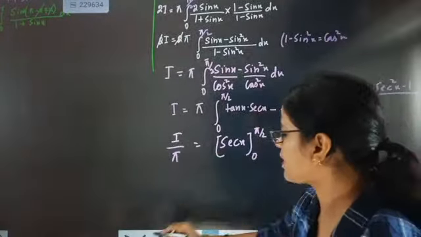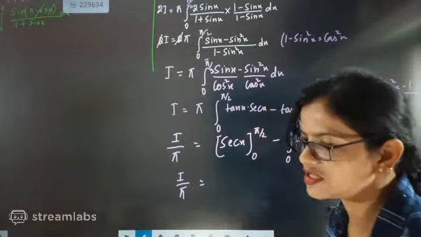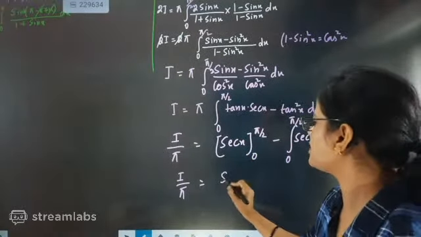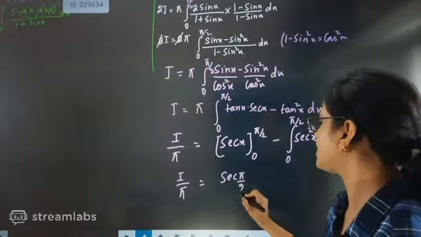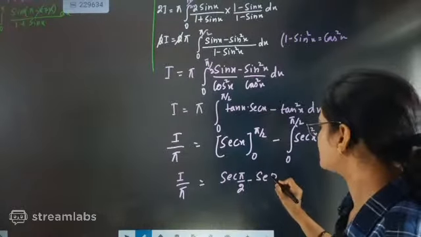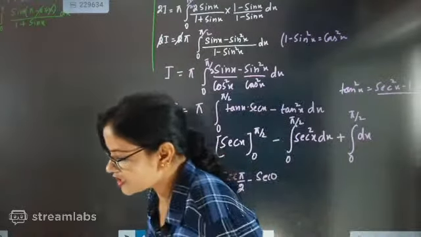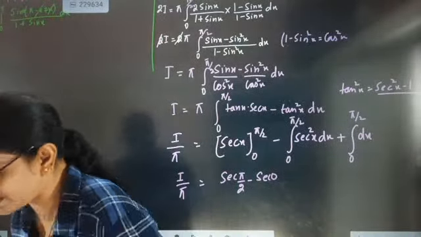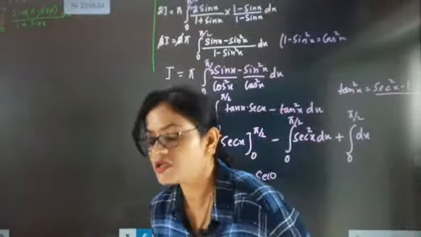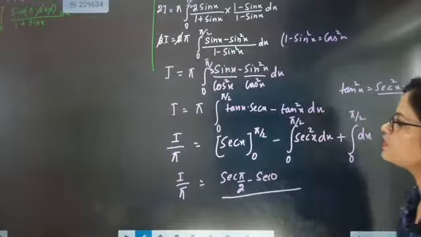Okay, so I by pi, I have just shifted it down for our convenience, so that finally we can implement it. Now secant pi by 2 minus secant 0. Since secant pi by 2 minus secant 0 will be there, everything is going to kill us here, the moment we go to this section.